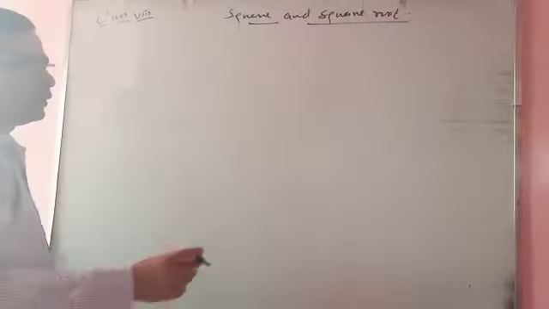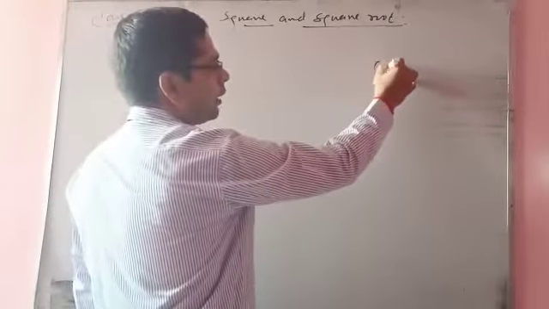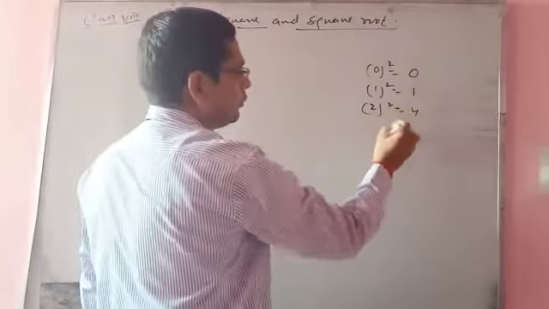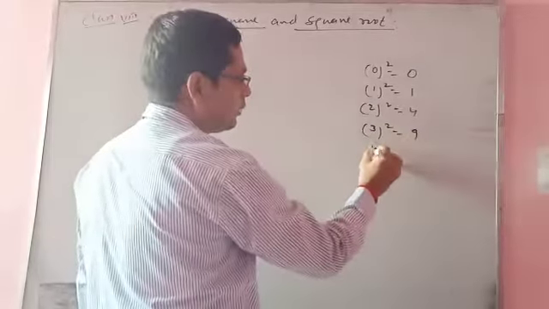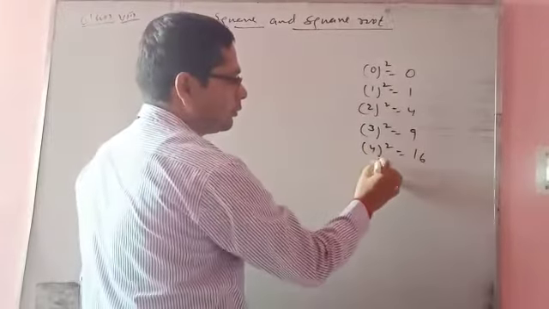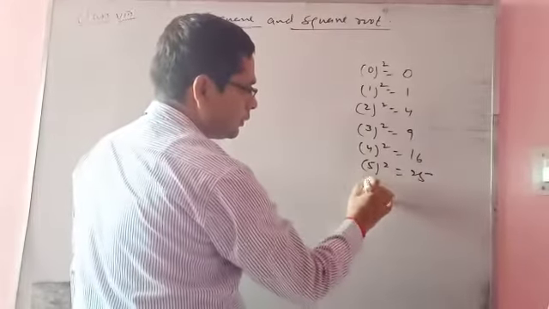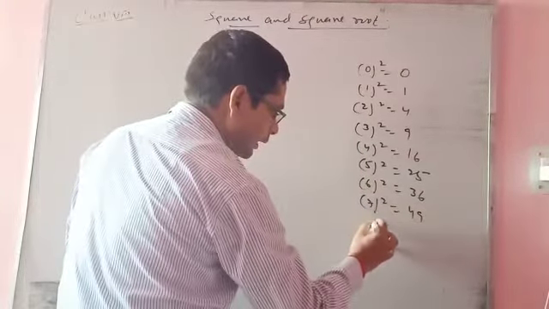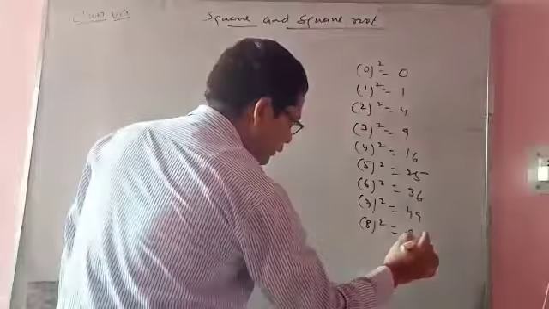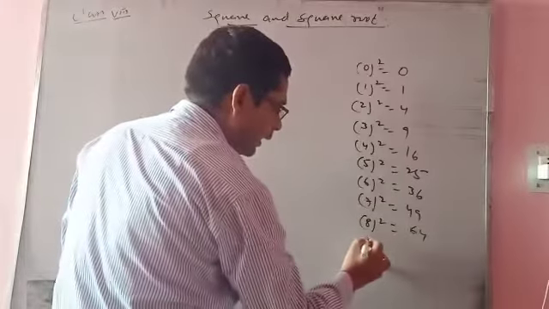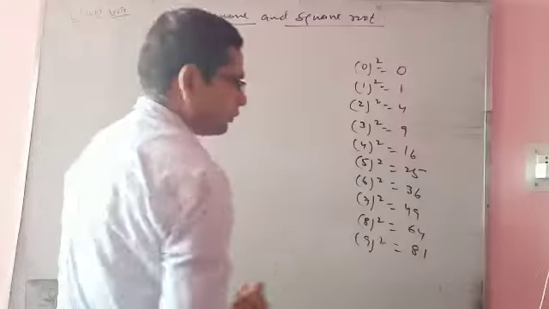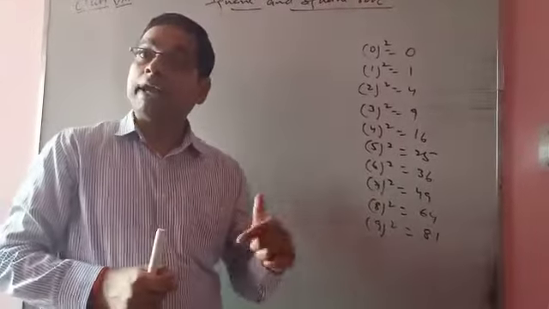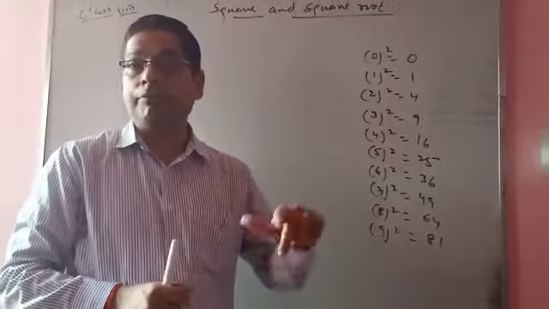So here is a table: 0 square is 0, 1 square is 1, 2 square is 4, 3 square is 9, 4 square is equal to 16, 5 square is equal to 25, 6 square is equal to 36, 7 square is equal to 49, 8 square is equal to 64, and 9 square is equal to 81. So what we observe here is the property for finding the unit digit of the square of any number.